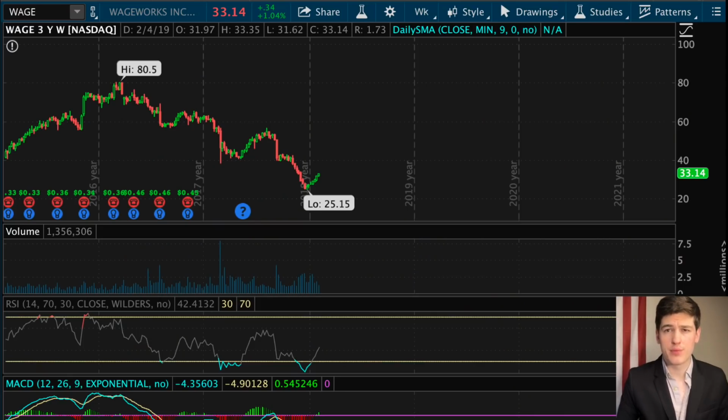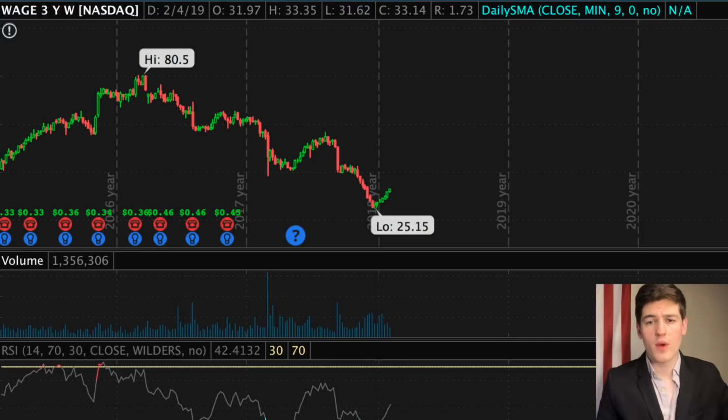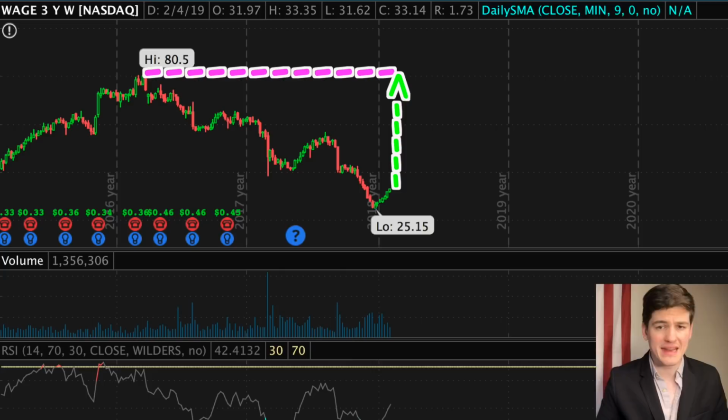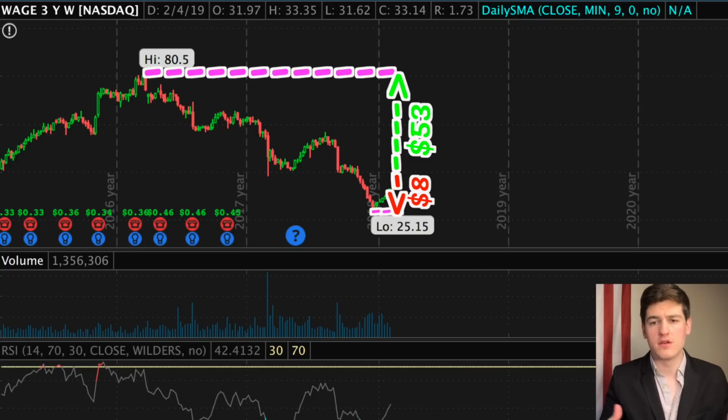Step 1 is identify your upward versus downward potential. With Wage, we see upward long-term potential from 33.14 all the way to 80 and 50 cents or so, which is roughly like $53 of upward potential. In comparison, we see downward potential of only like $8. So we have $53 worth of upward potential to $8 of downward potential.